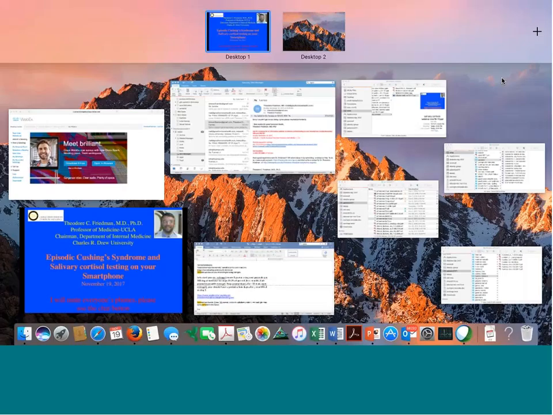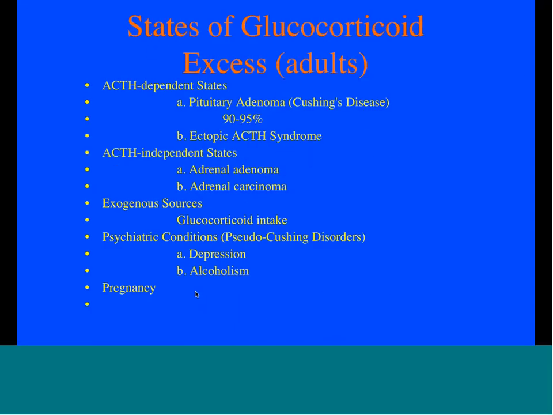So states of glucocorticoid excess include ACTH-dependent states, such as Cushing's disease, which is about 90-95% of ACTH-dependent states, and then you have ectopic ACTH syndrome. You have Cushing's that's due to low ACTH states or ACTH-independent states. This includes adrenal adenoma and adrenal carcinoma. You have exogenous sources, taking exogenous glucocorticoids, and you have what's called pseudo-Cushing's disorders, which are often psychological conditions that can raise your cortisol, including depression and alcoholism. You can also have pregnancy, which is a state of high cortisol.